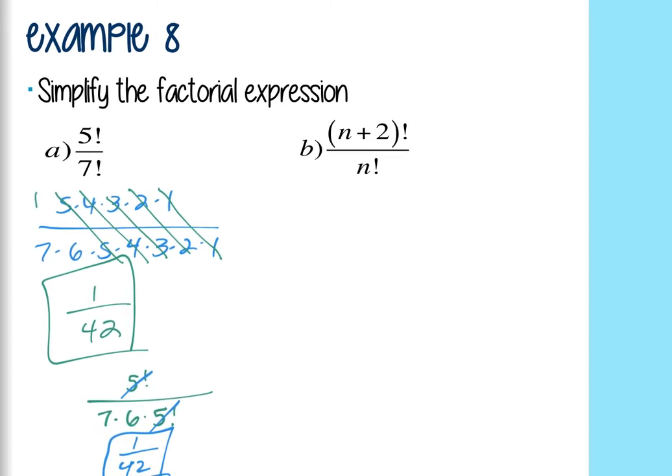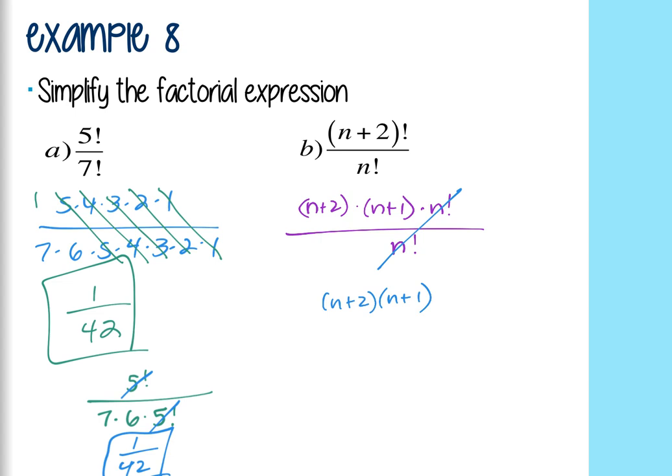What's bigger, n plus 2 or n? N plus 2. So I'm going to break n plus 2 down until I hit the smaller one. So what would be 1 less than n plus 2? N plus 1. What would be 1 less than n plus 1? N. And then I've hit the smaller one, right? Put that over the n factorial. Those are going to cancel. And then my answer would be n plus 2 times n plus 1.